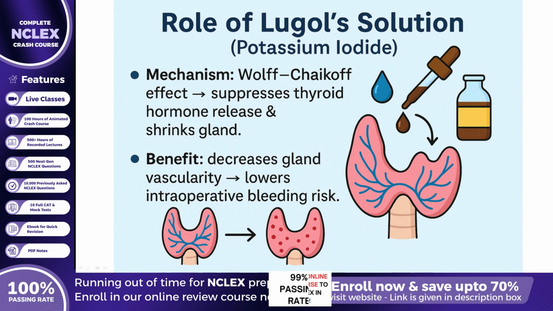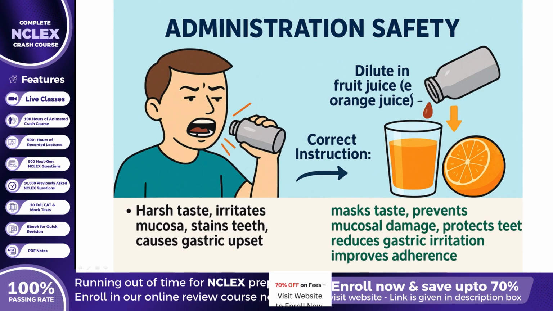Lugol's solution has a strong metallic taste and can cause burning in the mouth, gum soreness, or gastrointestinal irritation. The safest and most practical instruction is to dilute the solution in juice, milk, or water to mask the taste and minimize mucosal irritation. This approach ensures better compliance and prevents oral discomfort during the preoperative phase. Now, let us consider why the other options are incorrect. Swallowing the drug quickly might help avoid taste but does nothing to reduce burning or irritation, so it is less safe than dilution.